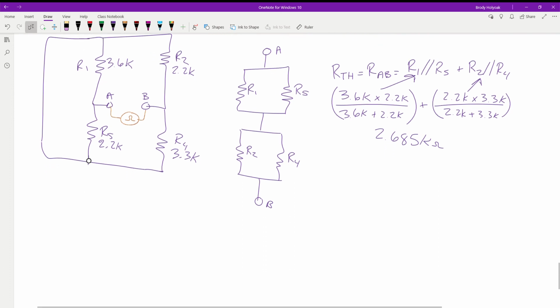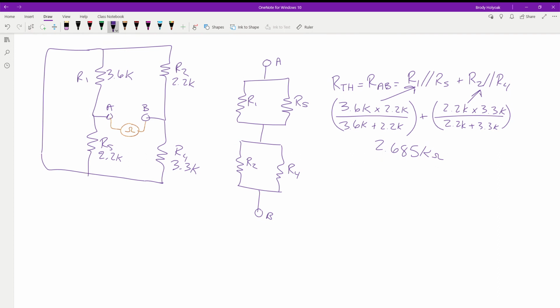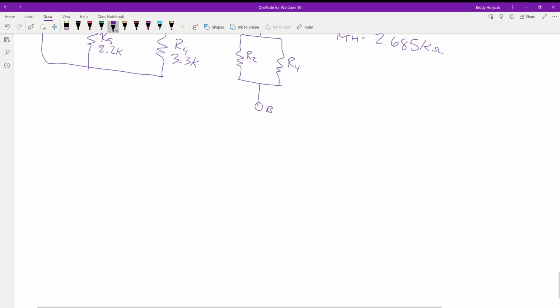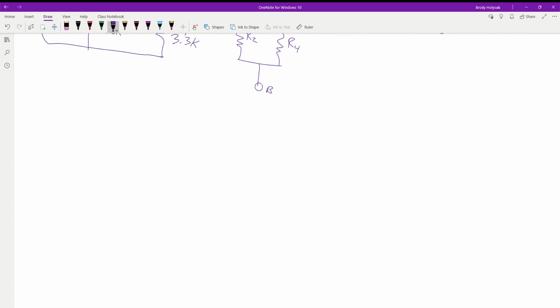All right. So we have our R Thevenin. All that work for two values that we don't actually measure. But now we have the information we need. So now we go to our Thevenin equivalent circuit. It always will look like this.